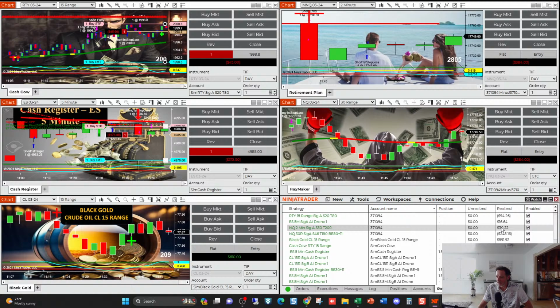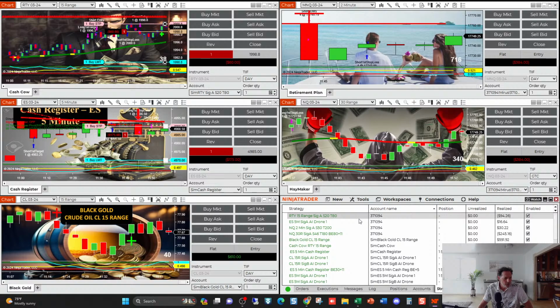NQ 2-minute. We're sitting at $30. This is actually MNQ, I need to change that. This is the MNQ, it's this one here. 4 contracts each trade. This one's the ES 5-minute. We made a nice trade. We were up 300, but we came back to our stop and I think made a few bucks.